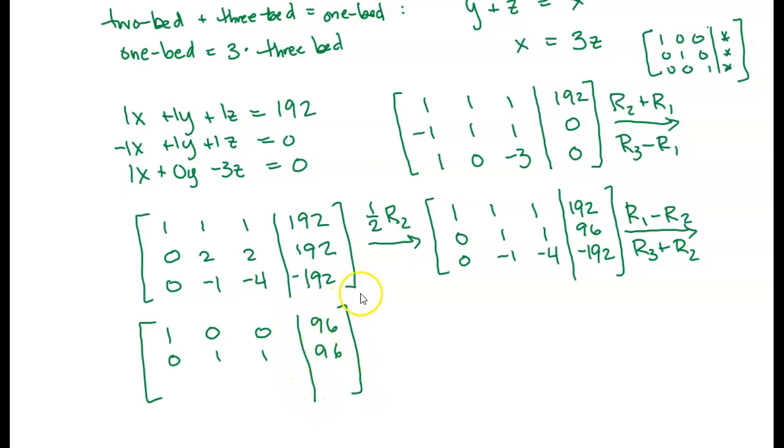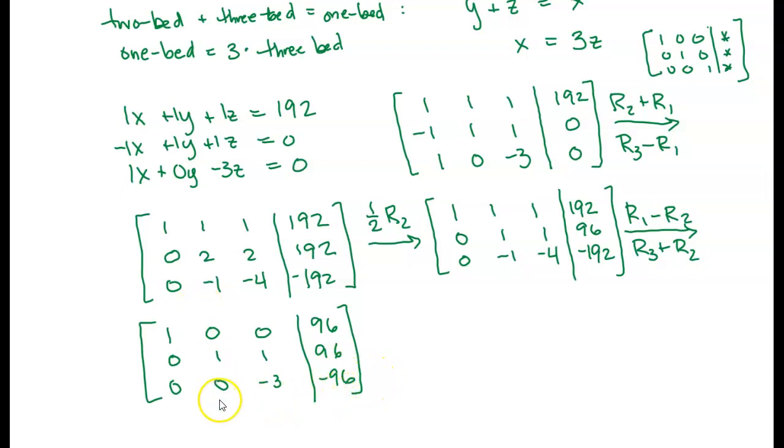And then I need to take row 3 and add row 2 to it. So 0 plus 0 is 0. 1 plus negative 1 is 0. 1 plus a negative 4 is negative 3. And then negative 192 plus 96 gives me a negative 96.